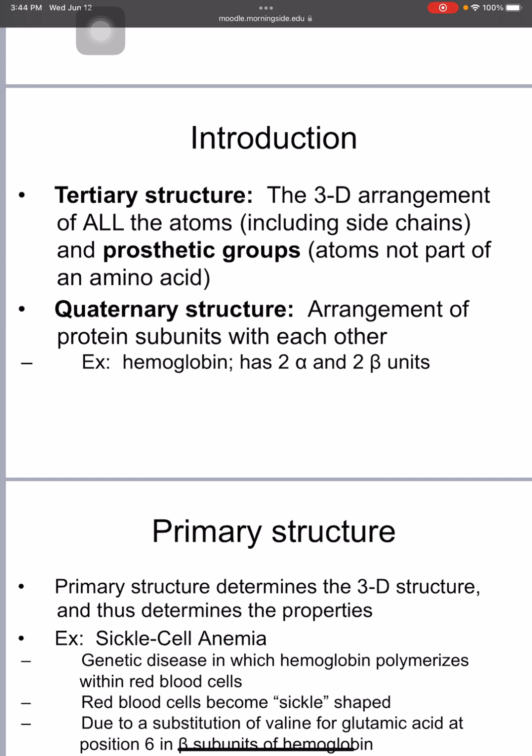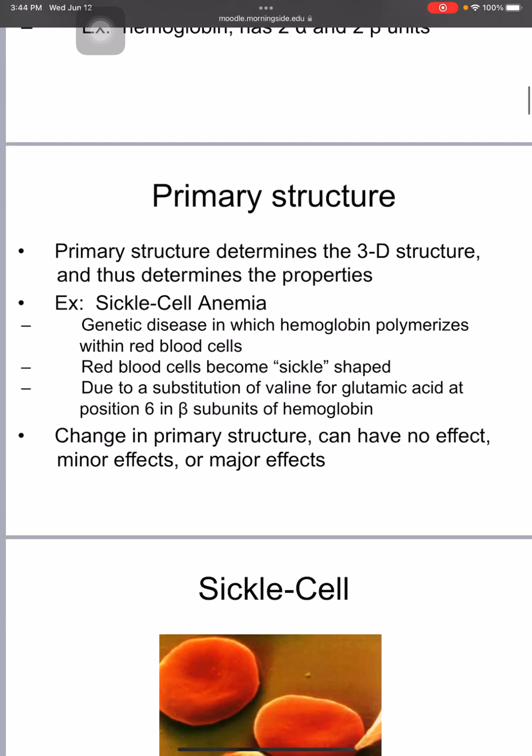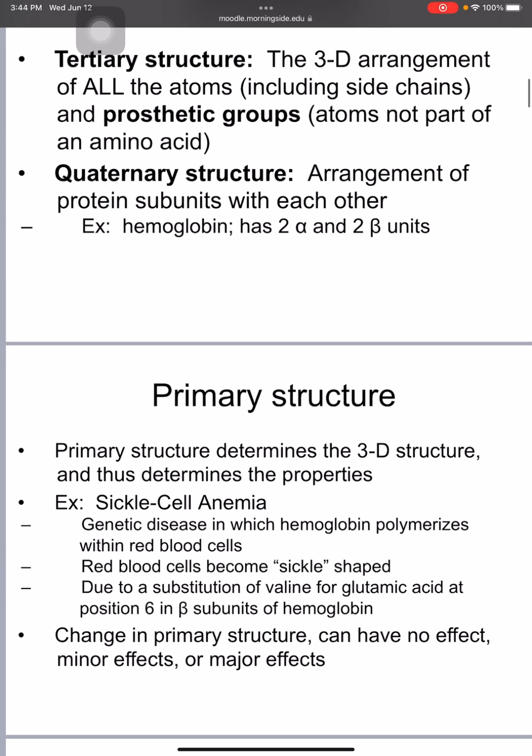All right? Cool. So we're going to take a look at each of these a little bit more in depth. All right, so let's start off with primary structure.